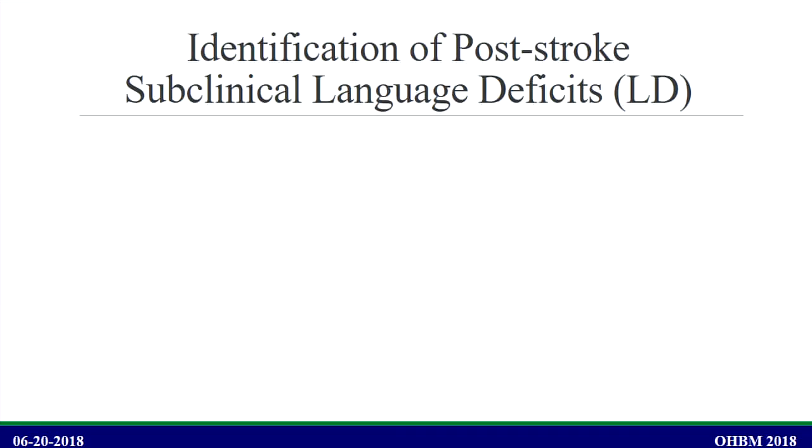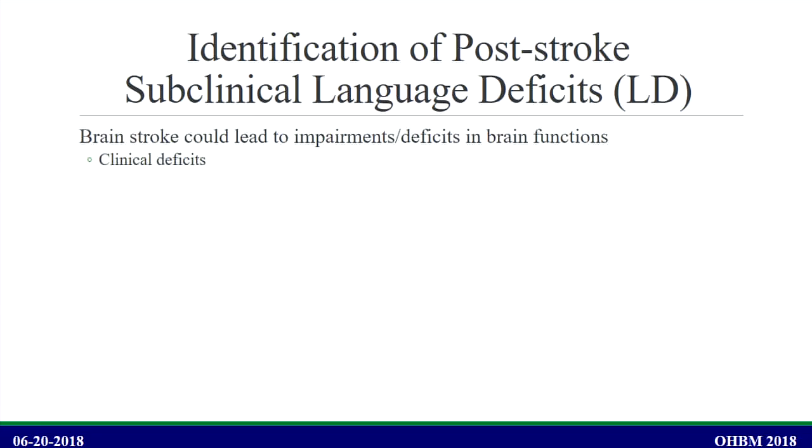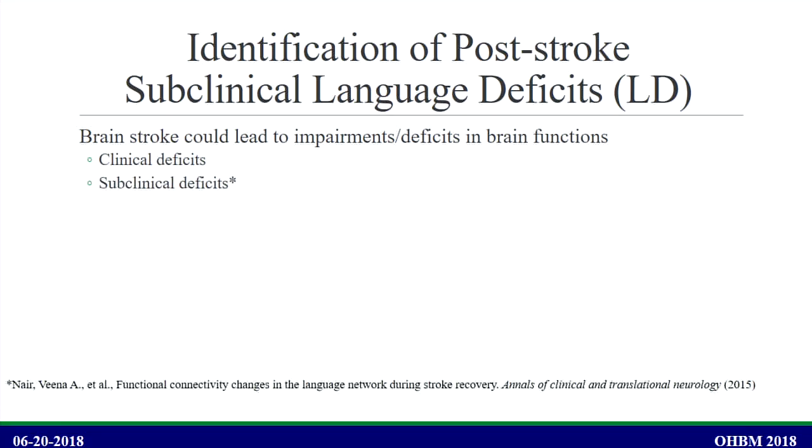So to begin with, a little bit of background. Our lab is interested in looking at brain reorganization after an event of stroke. Typically we see patients coming in with stroke that have clinical deficits in one or more of their brain functions. But recently we've also seen that patients exhibit what is known as subclinical deficits, which are much more subtle and moderate in comparison to clinical deficits and are harder to identify or diagnose.